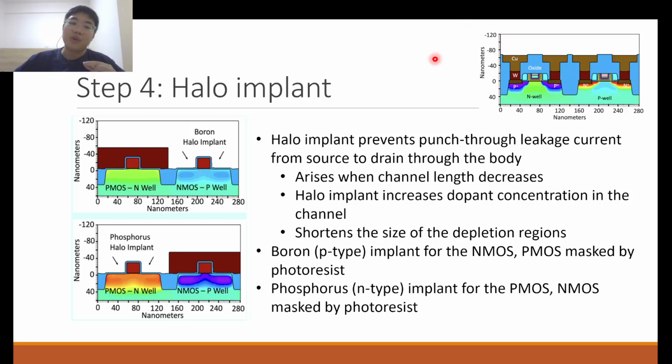So what we do is a halo implant. A halo implant intensifies the doping concentration in the P wells of the NMOS, for example, and the N well of the PMOS, right?